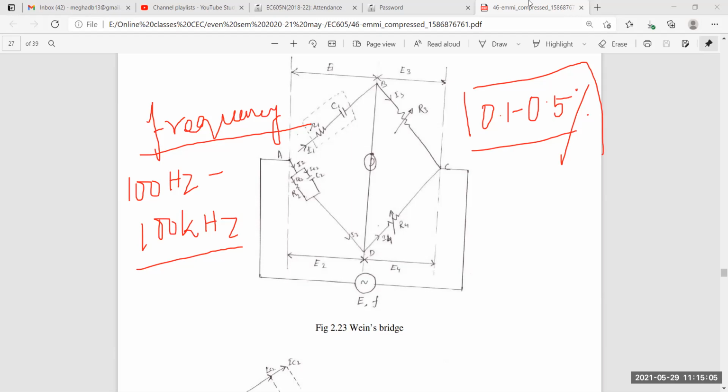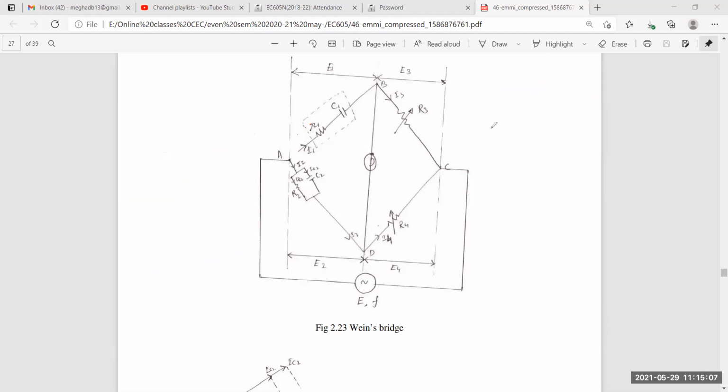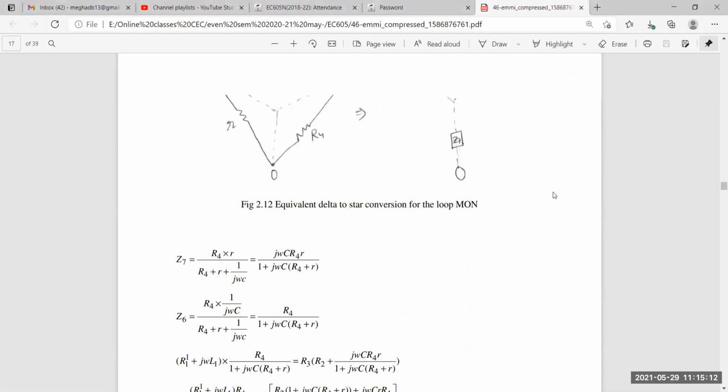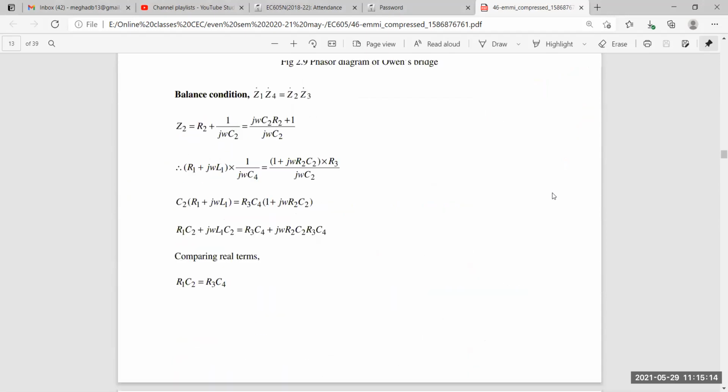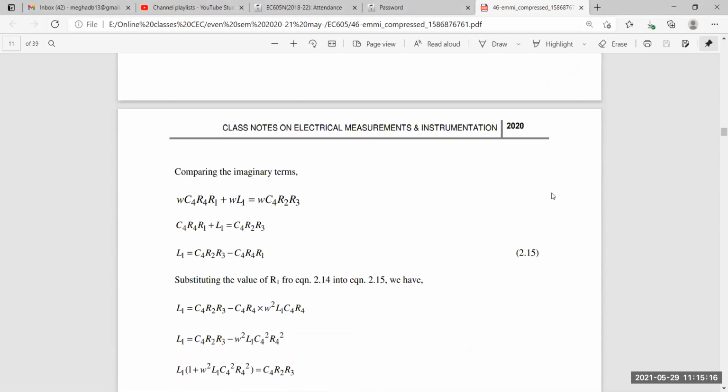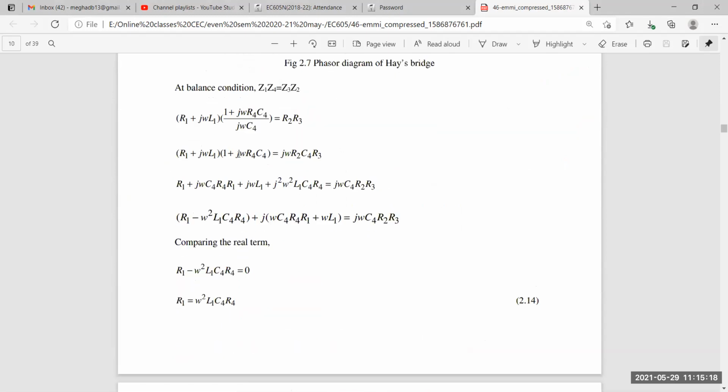One more thing I want to tell you, which I have discussed with you just now with the Hay's bridge. The formula, see, in Hay's bridge, the one thing I did is that I took the capacitor as a negative thing, but you can also follow this particular formula and proceed. So in the notes which I will give you, I will follow this formula.